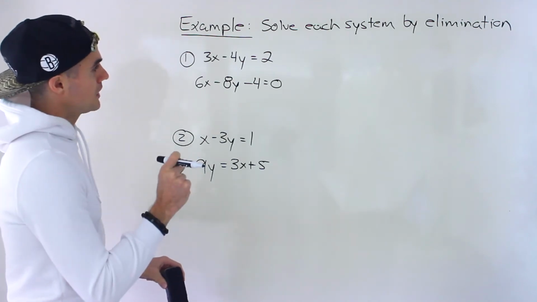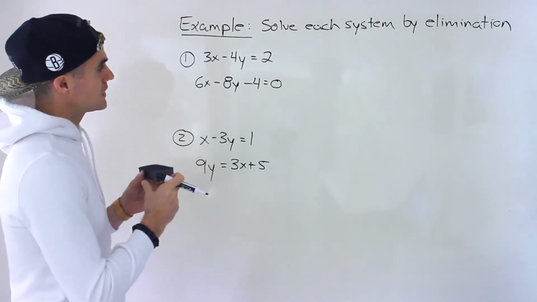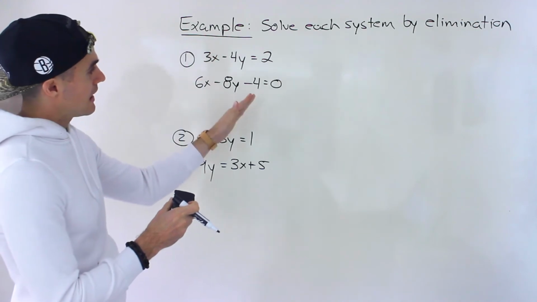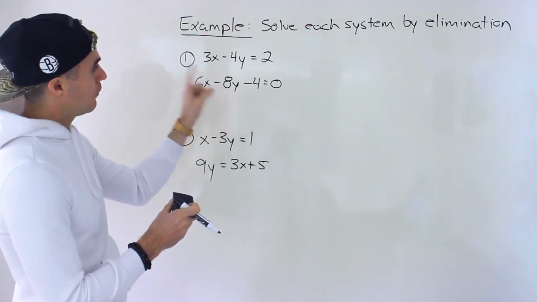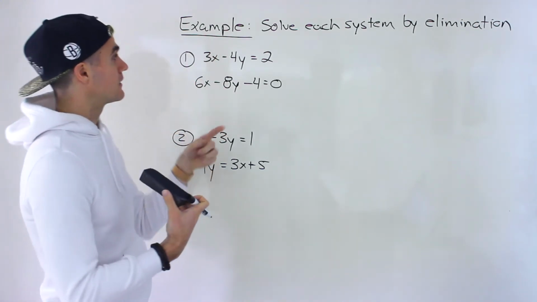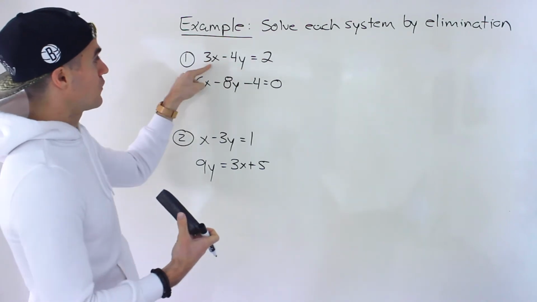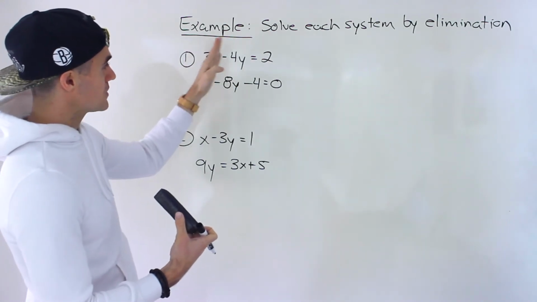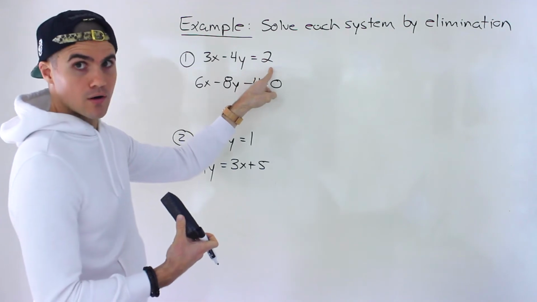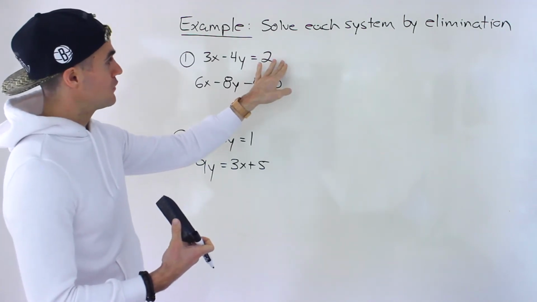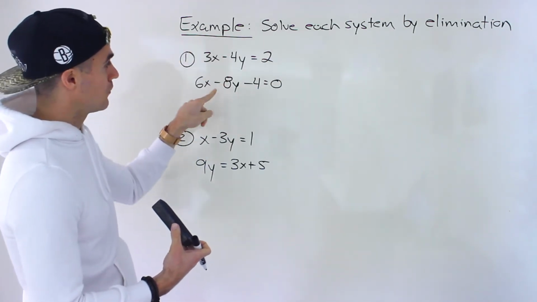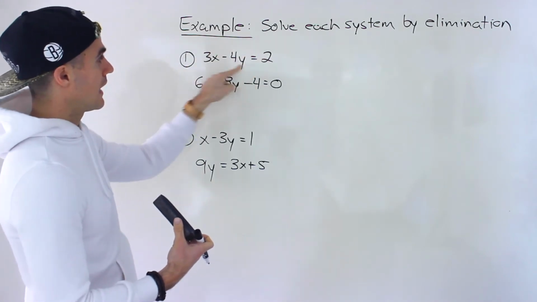Now, when I'm doing elimination, I first like to make sure that everything is lined up, and personally, the format that I like is having everything in this format, where we have the x, the y on the left side, and then the number on the right side. But you can have it in a format where everything is on one side like this. Personally, I like this format.